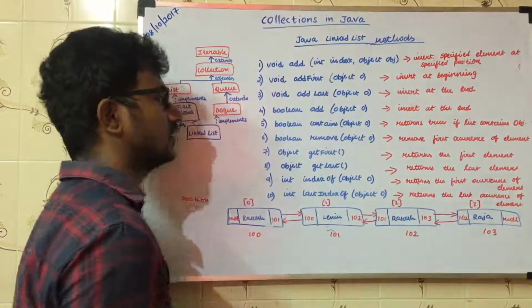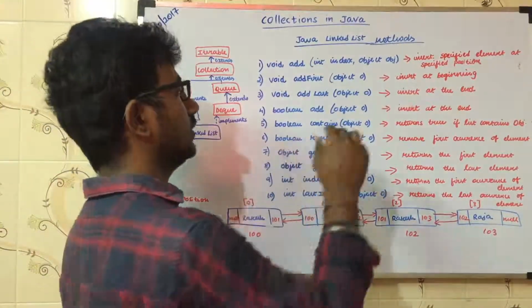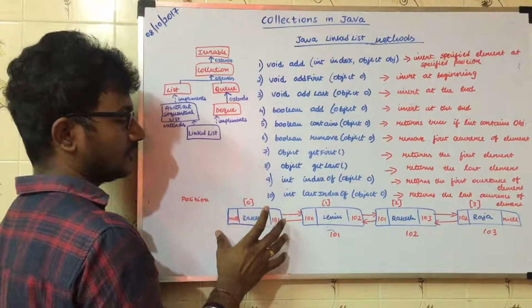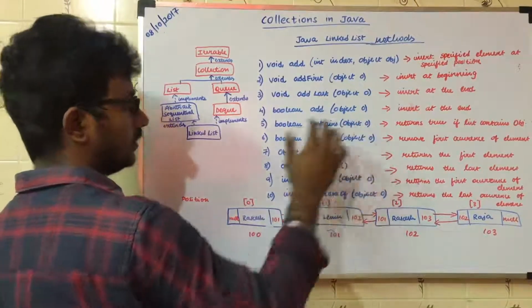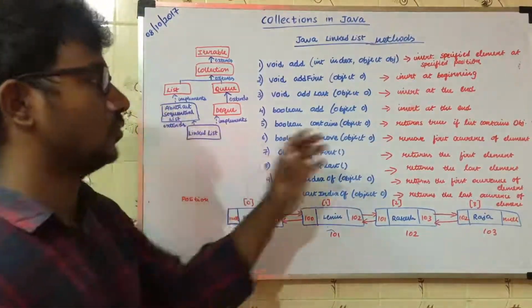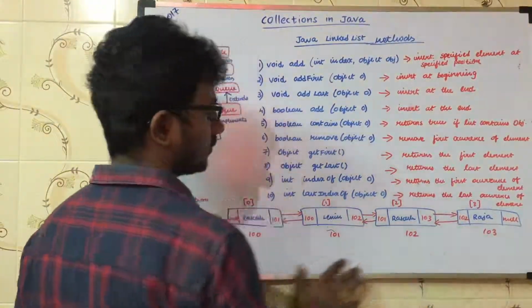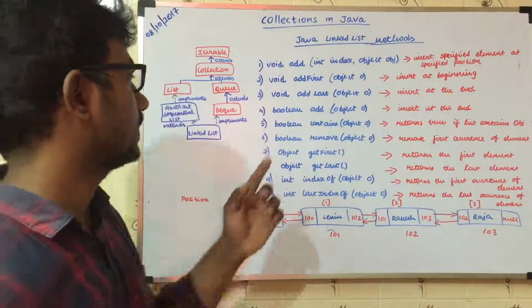Boolean contains. What it does is it will try to check whether the given object is present or not. Suppose if you are sending Rakesh here, then it will return true. Suppose if I try sending Sudha, there are no nodes present with that value, then it will return false.